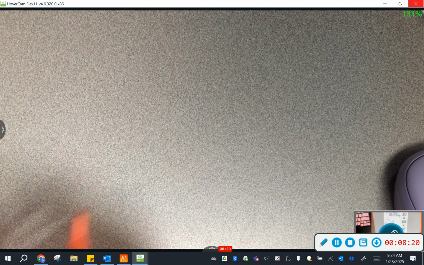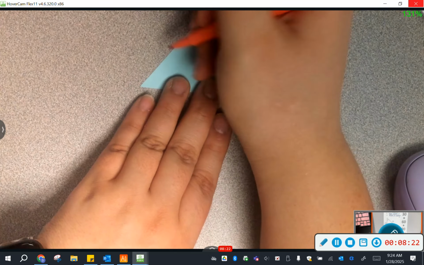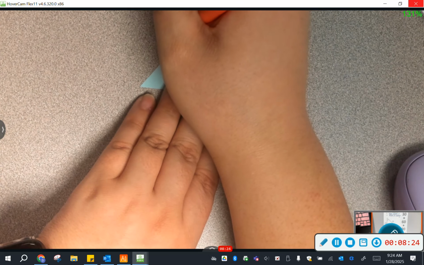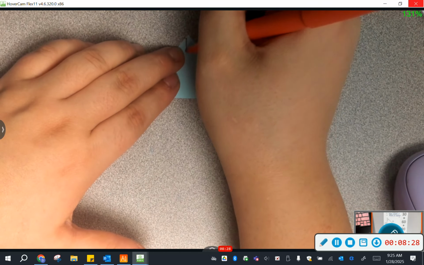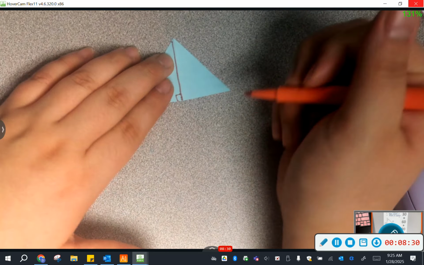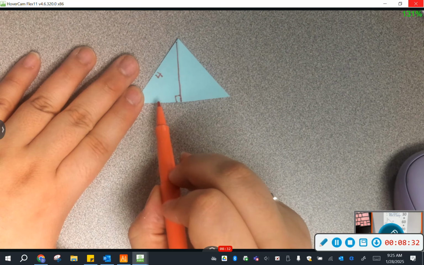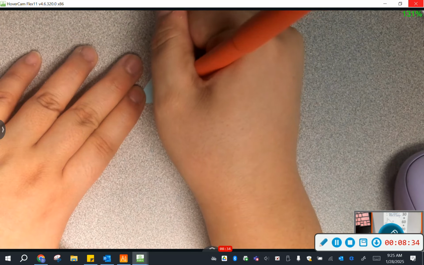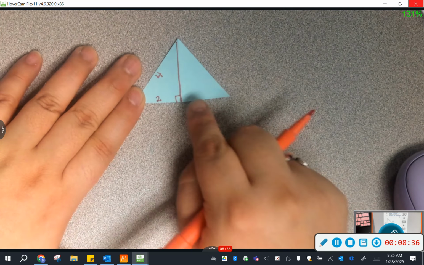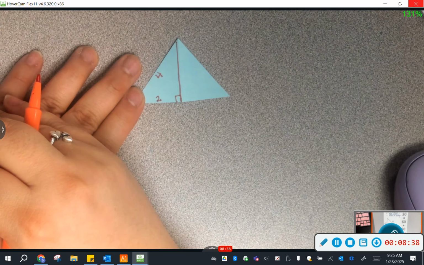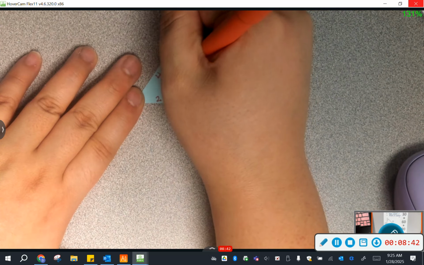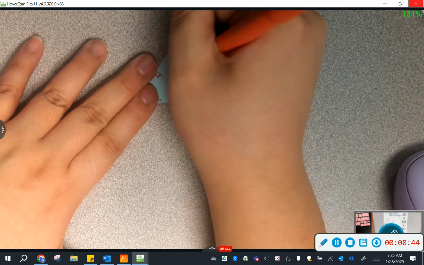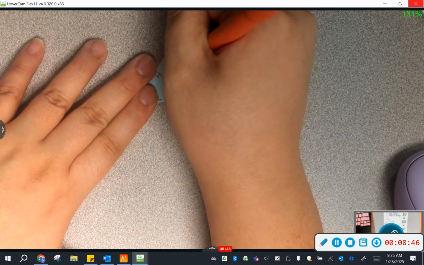And then if I have another triangle, and what if I made this 4? And I wanted to find the height of this equilateral triangle, what would this down here be? 2, because I cut it in half. Does anybody want to guess what the height of this equilateral triangle is going to be? 2 square root of 3.